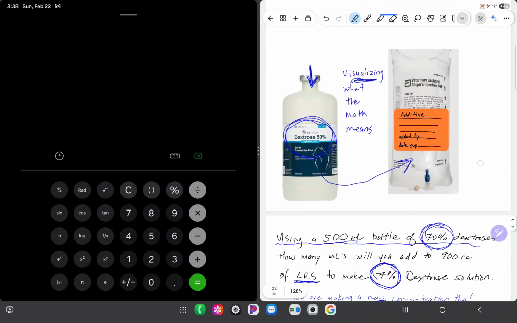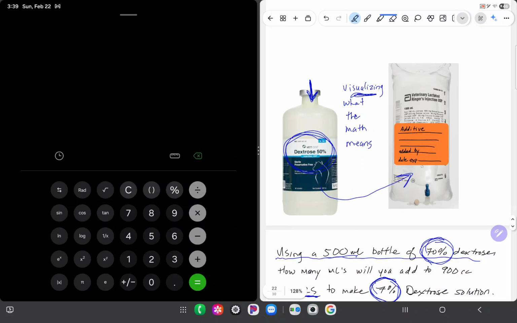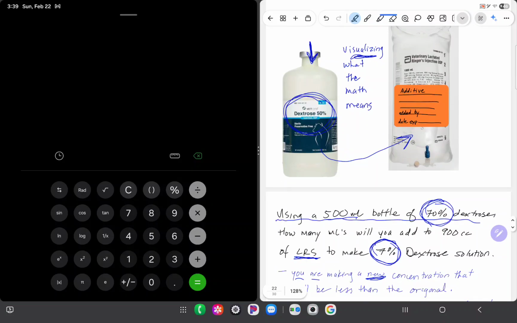Okay? So once again, if we start visualizing this, the question is saying I have a 500 ml bottle of 70%. Now, part of this question is super irritating because, sorry, that keeps popping up. I know my screen doesn't support that action. Whatever, I just want to erase some things. It says it's a 500 ml bottle of 70% dextrose.